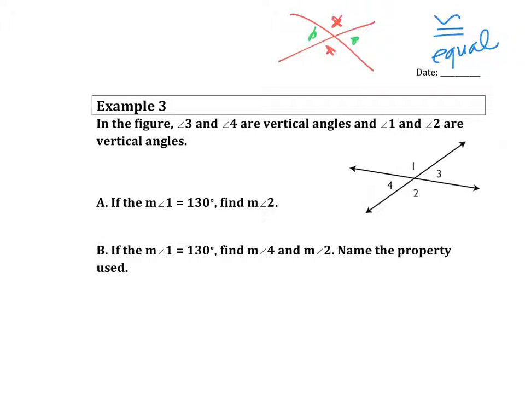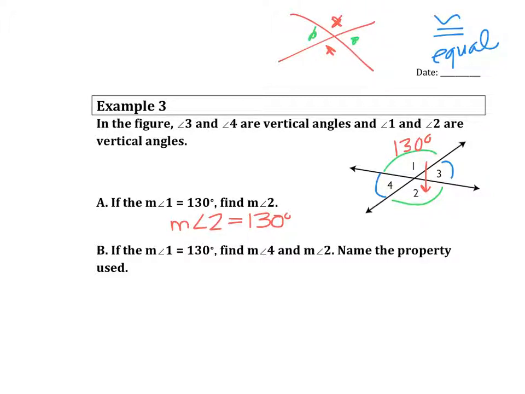So in the figure, they give us that 3 and 4 are vertical angles, and that 1 and 2 are vertical angles, meaning the ones that are vertical are equal to each other. So then it says, in the first part, if the measure of angle 1 is 130 degrees, what would angle 2 have to be? Well, I just told you they were congruent or equal, so that's easy. The measure of angle 2 has to be 130 degrees as well. Why? Because they're vertical angles.